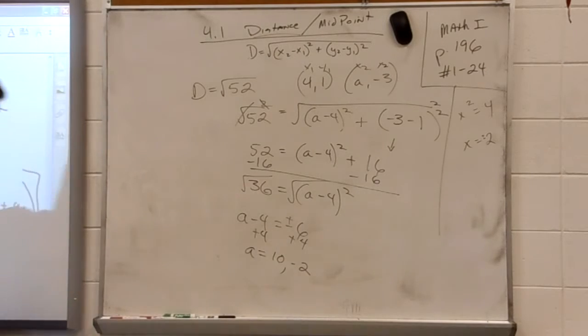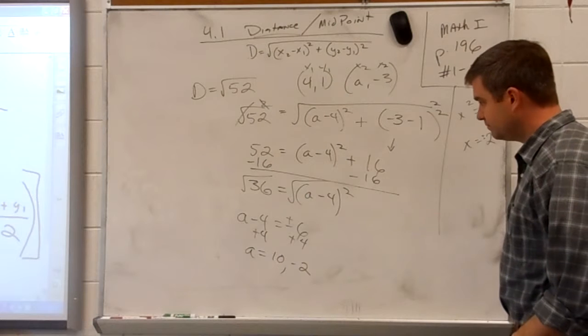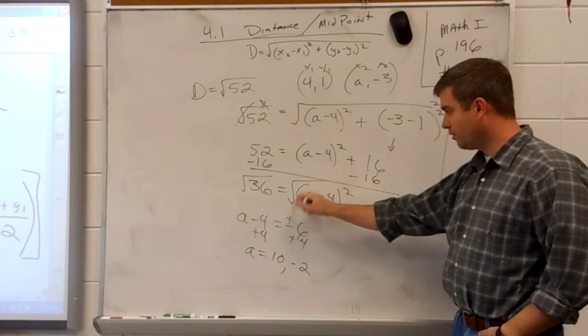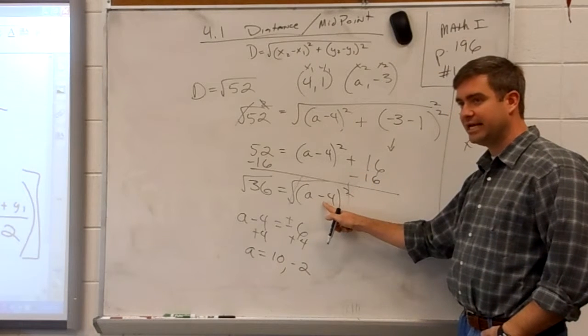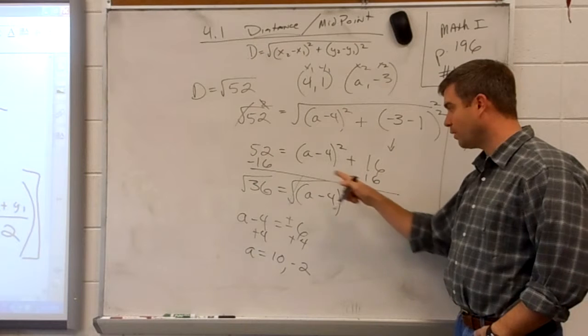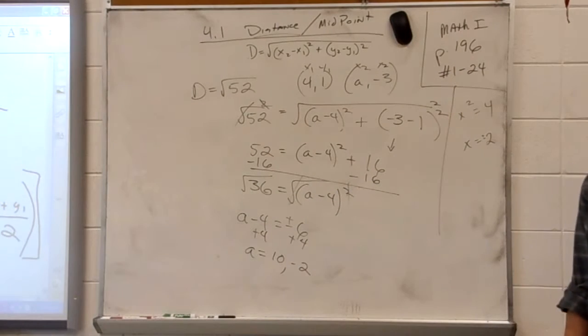Yes? When you square rooted both sides, what happened to your a minus 4? Like, how come you took it out of parentheses? The square and the square root cancel out and I just get a minus 4. That's the whole idea. That's why I am square rooting both sides. Good question. Anybody else?